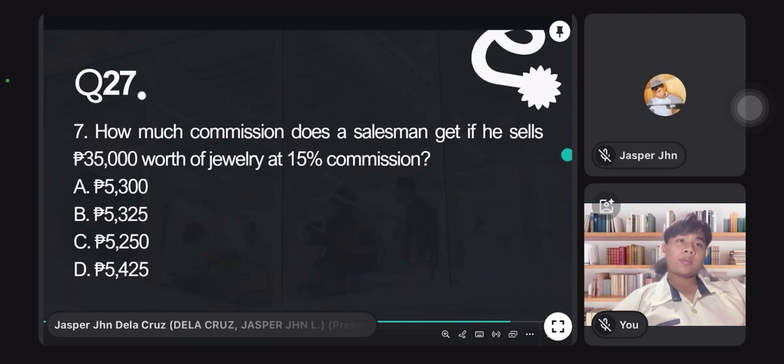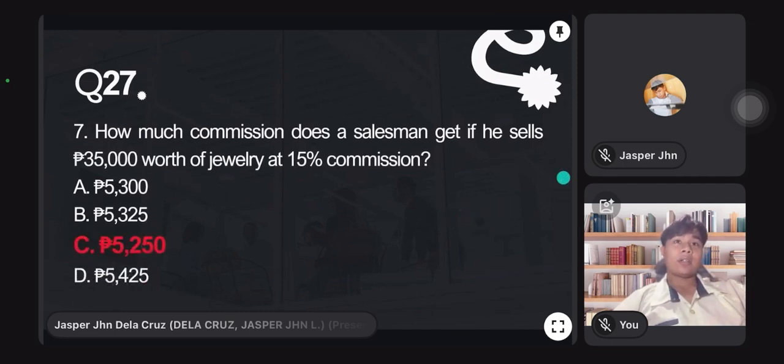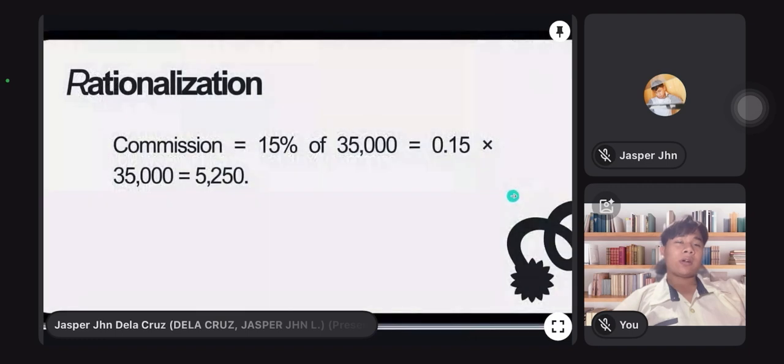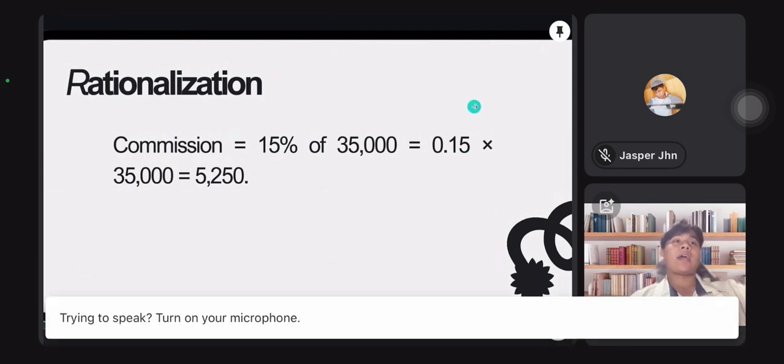Okay. Next, number 27. How much commission does a salesman get if he sells 35,000 worth of jewelry at 15% commission? Okay, so you need to know the commission formula, alright, and the wage or salary formula. So the correct answer here is 5,250. So commission, as we all know, is the percentage of total sales. So the total sales is 35,000, multiplied by 0.15, or the 15%, that is 5,250.